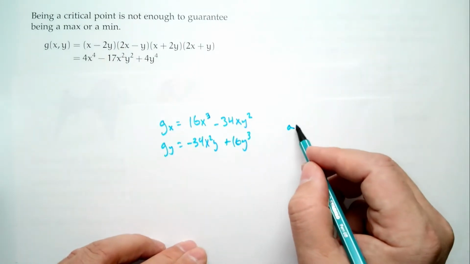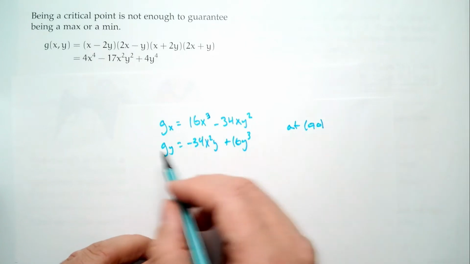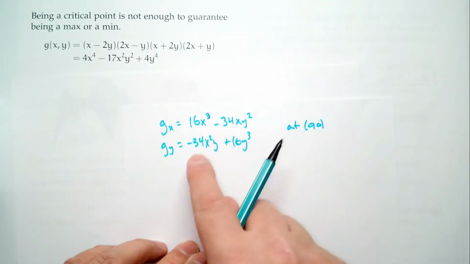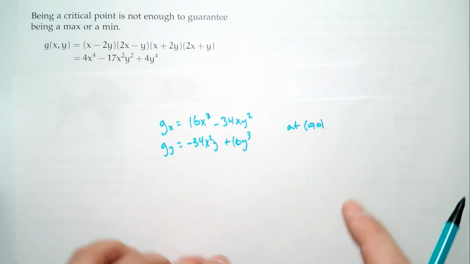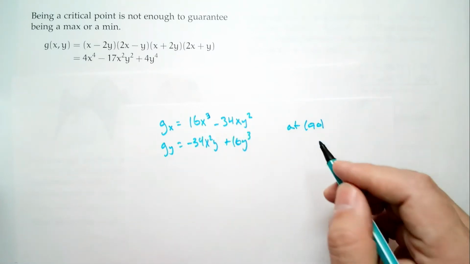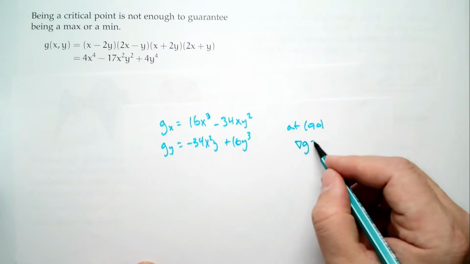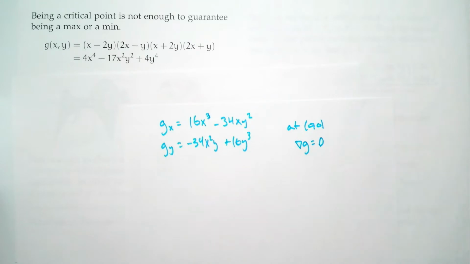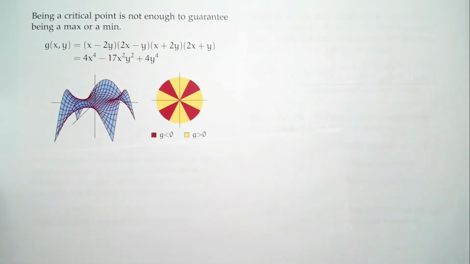And at the point 0, 0, what do you see? Well, because you see all those x's and y's, everything goes to 0. So at 0, 0, the gradient of g does equal the 0 vector, which means that 0, 0 is a critical point. Now, is it a max or a min? It might not be so obvious right away, so I happen to have plotted the picture, and let's take a second here. We'll deconstruct what's going on.